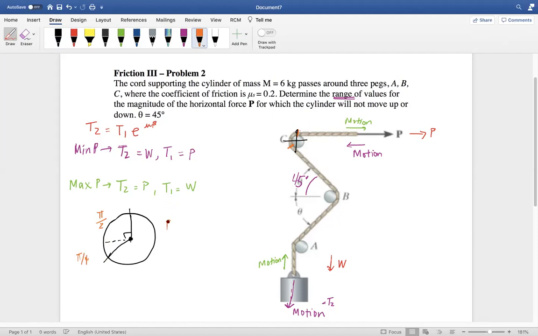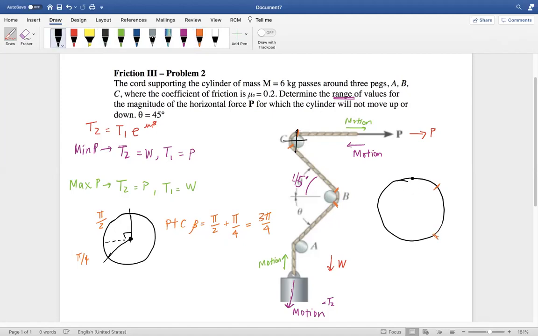So for point C, beta equals pi over 2 plus pi over 4, which equals 3 pi over 4, right? That's just for point C. So now looking at point B, we know it hits right here and comes off of it right here. So that means that if we're looking at point B, what would our beta be? If it hits here and here.